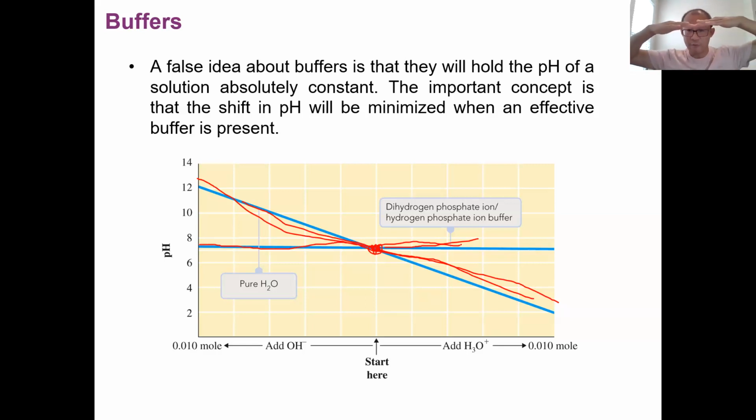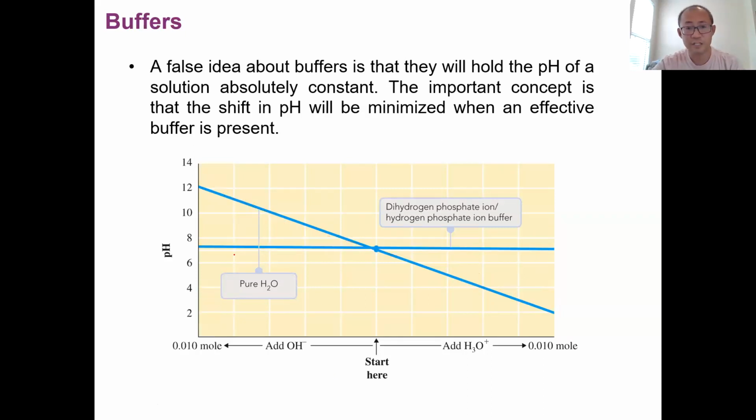It's not really horizontal. If you add base, the pH is still going to increase a little bit. If you add acid, the pH is still going to decrease a little bit. So you can see that the line is a little bit tilted, but not very much. That means when you have a buffer, the change of the pH is very minimal when you add acid or base, but it's still going to change. The pH won't be constant even if you have a buffer. The buffer cannot hold the pH constant, but it will minimize the change.